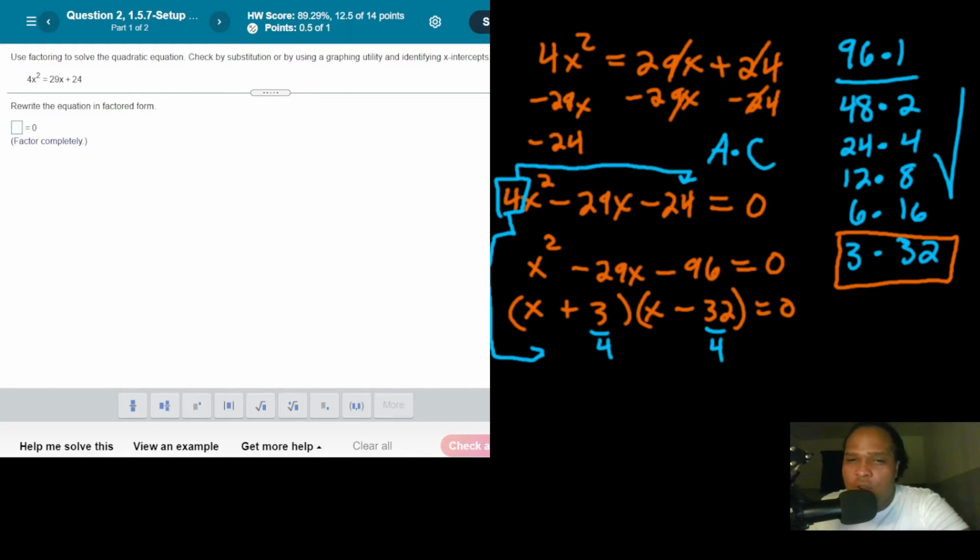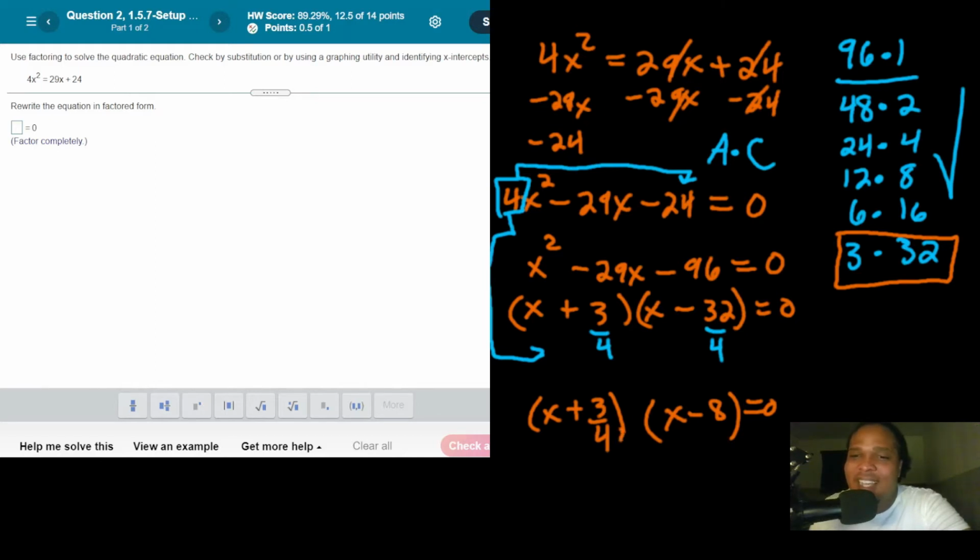So over here, you're going to have x plus 3 over 4. That's one factor. Is done. Over here, x minus 32 over 4 is going to be 8, right? Doesn't it reduce to 8? And look how clean that is. We got it. Even though we ended up getting a fraction, it all works out.